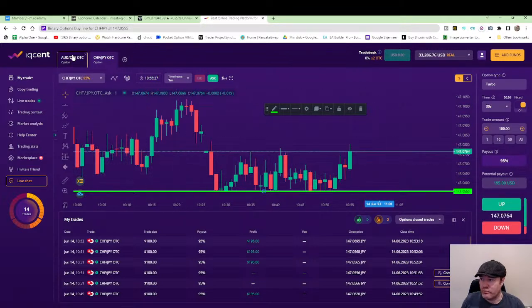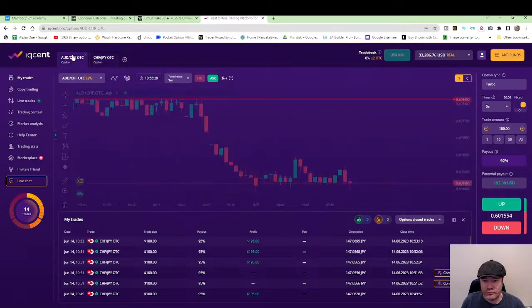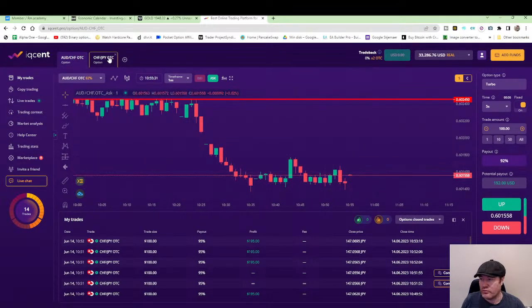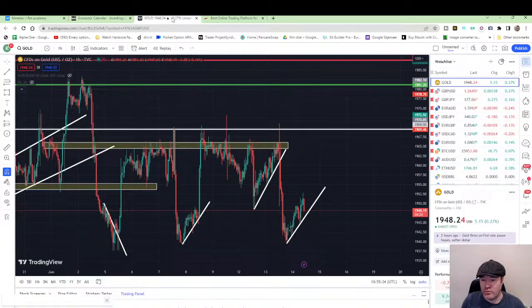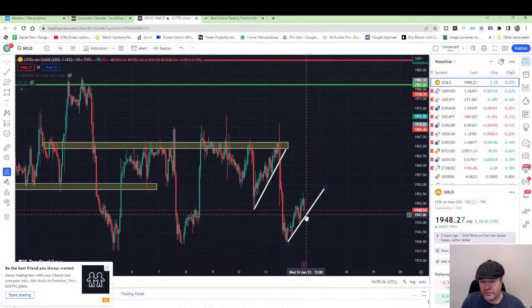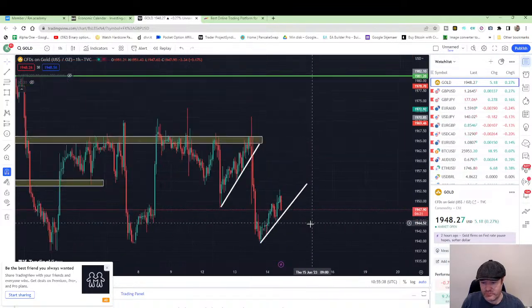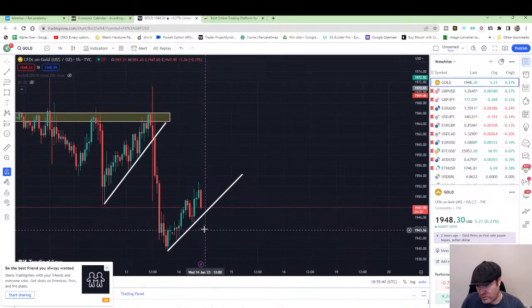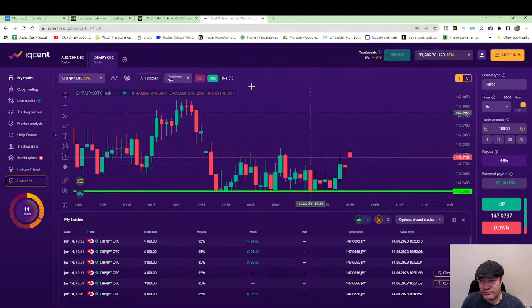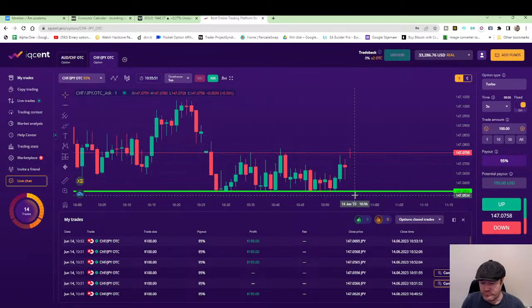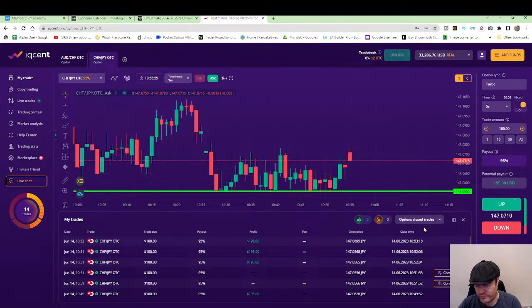Now looks like we're moving away. Let's go to this one, see if we are getting closer. No, we are not. Let's take a look at gold. Gold has still not reached our target down here, but yes, we are getting closer. But we want to take a trade based on the line, so it's not there yet. Let's just wait a little. Let's see what will happen.